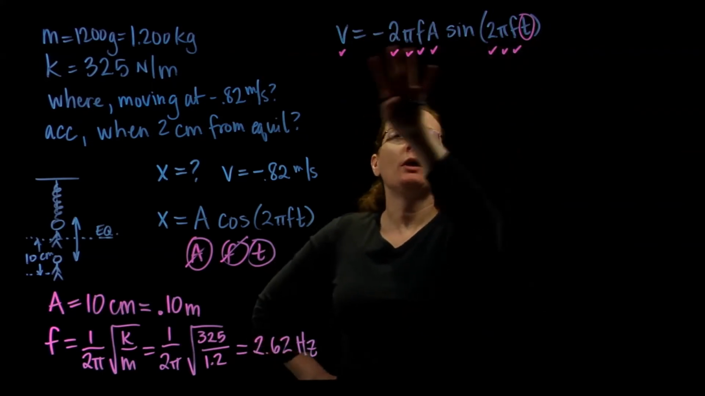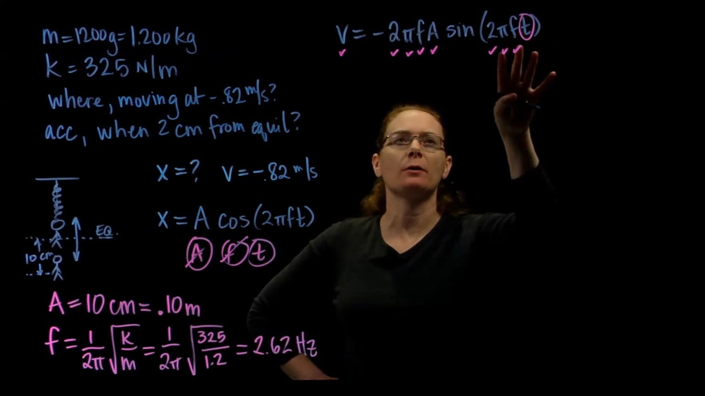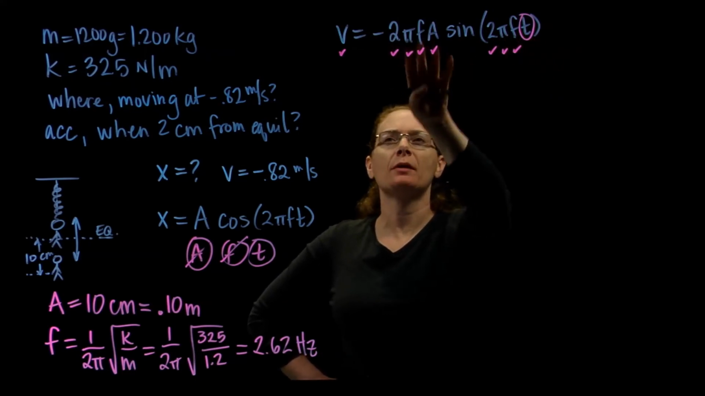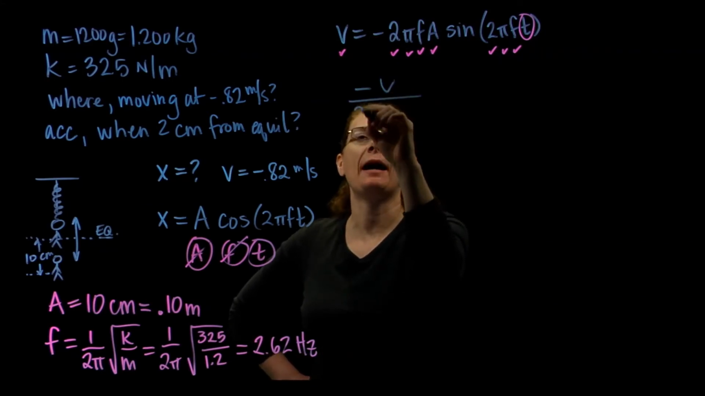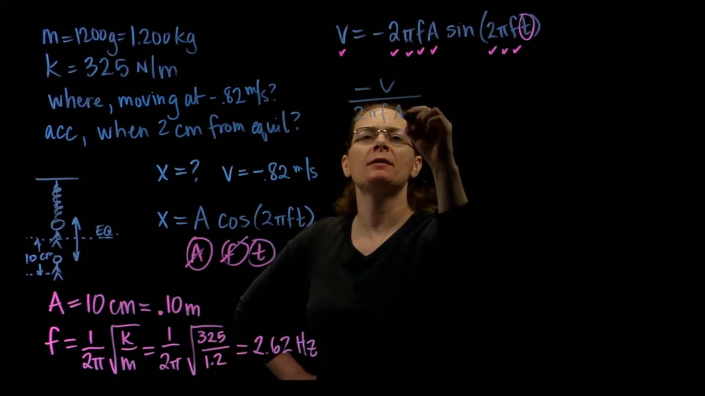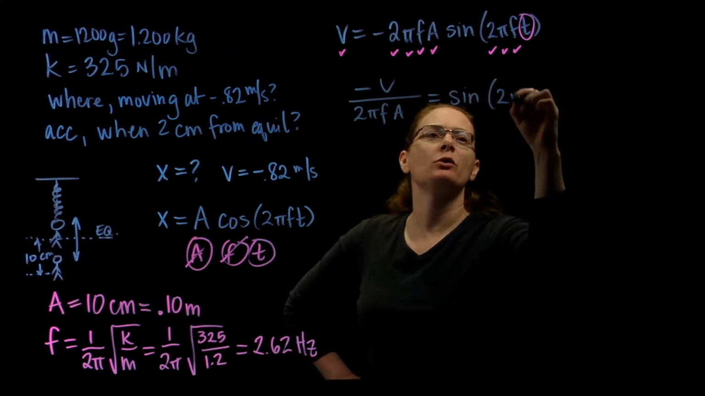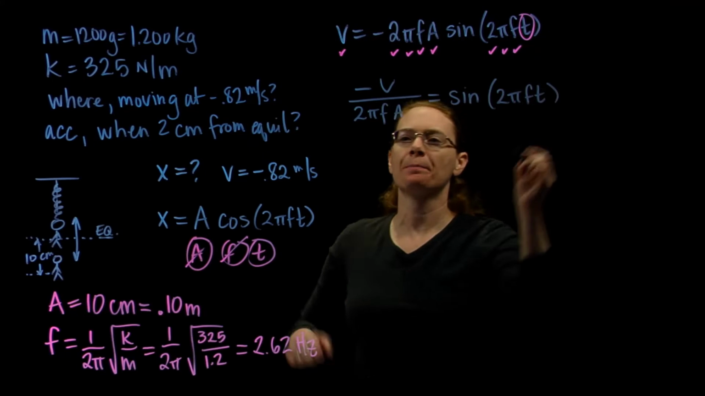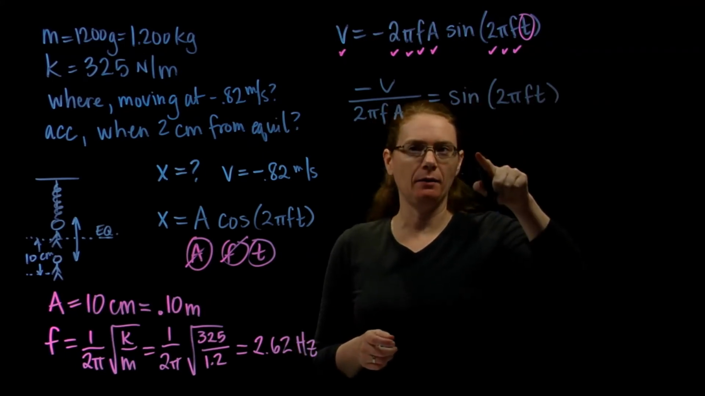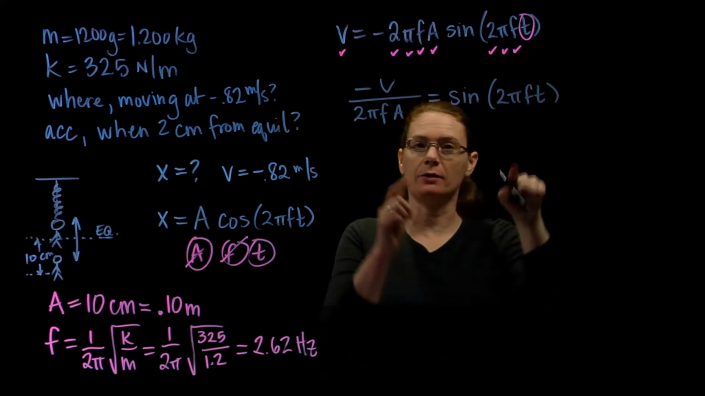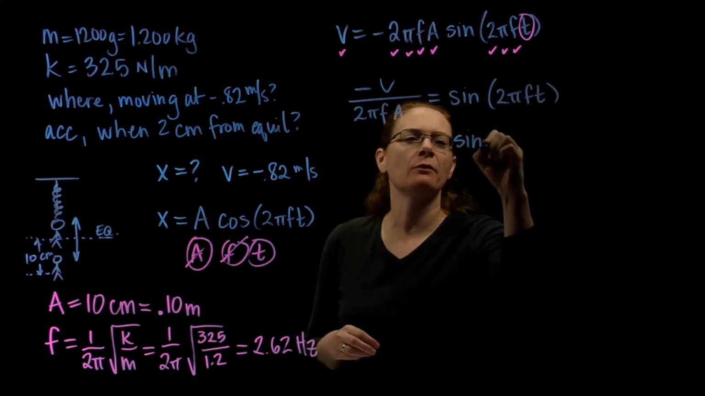So I need to get time alone on one side of the equation. Well, let's pop this stuff over here first. So I'm going to divide both sides by negative 2 pi fA. That'll leave me with sine 2 pi ft on this side. Now, how do I get rid of a sine? In order to get rid of a sine, I have to do the inverse sine. It's just like if to get rid of a square root, you square both sides. So I'm going to do the inverse sine of both sides.